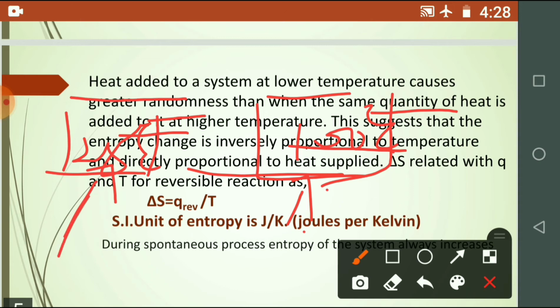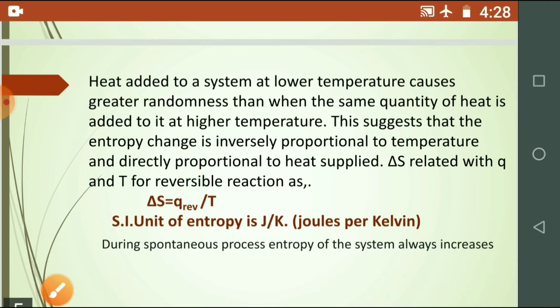When we supply heat at 25, immediately it rises so that the water molecules move randomly. At this higher temperature, randomness will be more. Even if we supply heat here, there will not be much change in the temperature. That's why the randomness does not increase more.